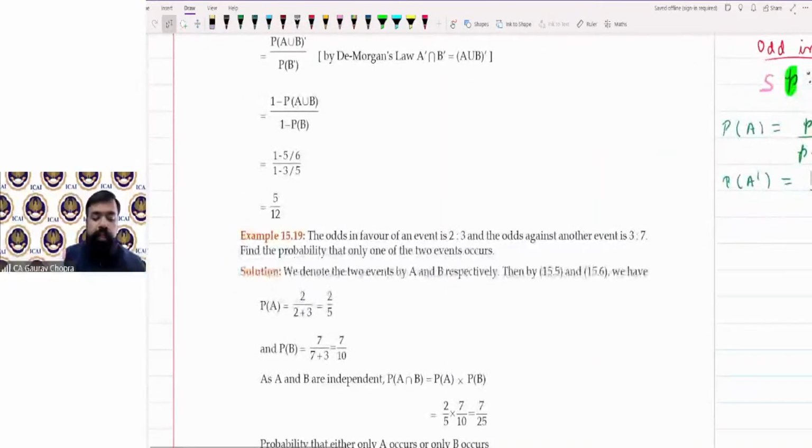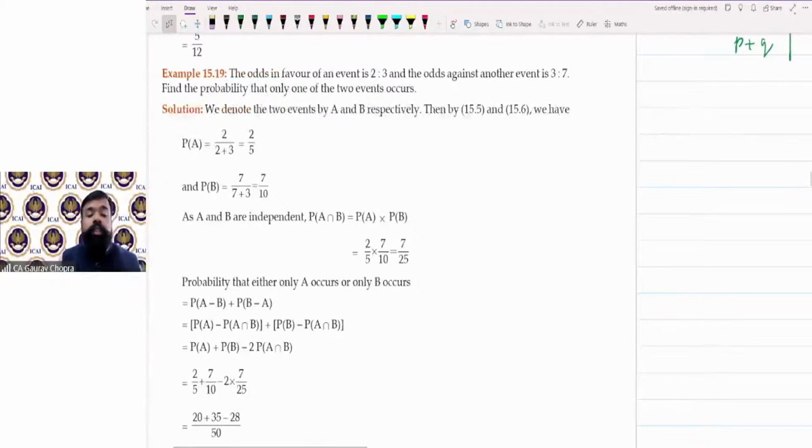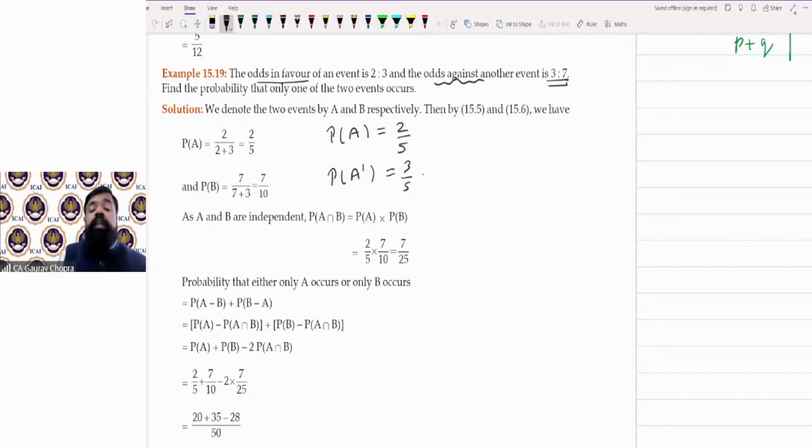Now, in the 19th example, what is the requirement? It says the odds in favor of the event is 2:3. So let's take the event as A. What will be the probability of event A? Since it is favor, we can write it will be 2 by 5. And if we require A dash, it will become 3 by 5. Secondly, we are given odds against another event. Let's take another event B. Now this time odds against is given. So P(B) will be 7 upon 10 and P(B dash) will be 3 upon 10. So in this way we can write.